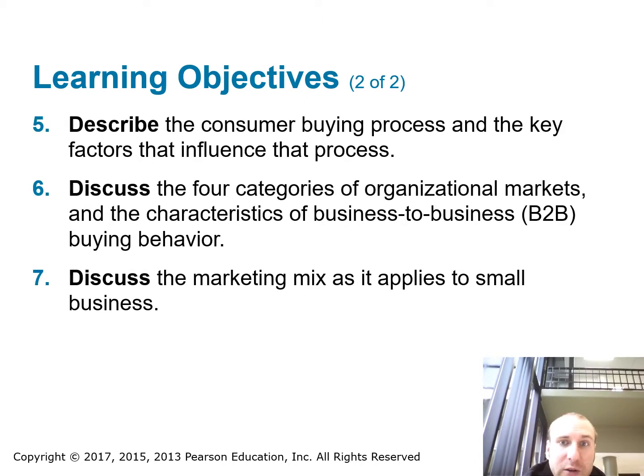Describe the consumer buying process and the key factors that influence that process. That was 5. Now 6. Discuss the 4 categories of organizational markets and the characteristics of business-to-business, B2B, buying behavior. 7. Discuss the marketing mix as it applies to small business.